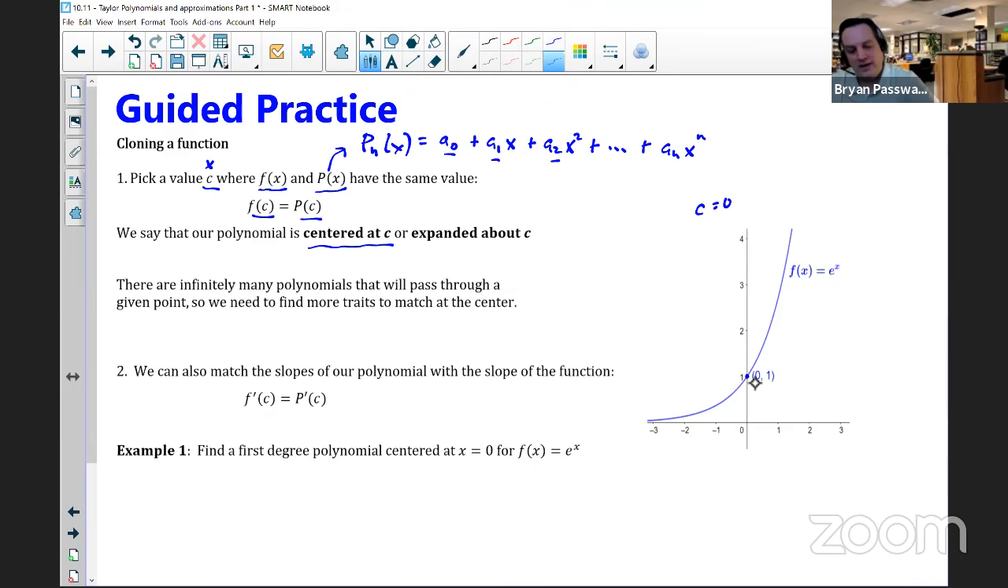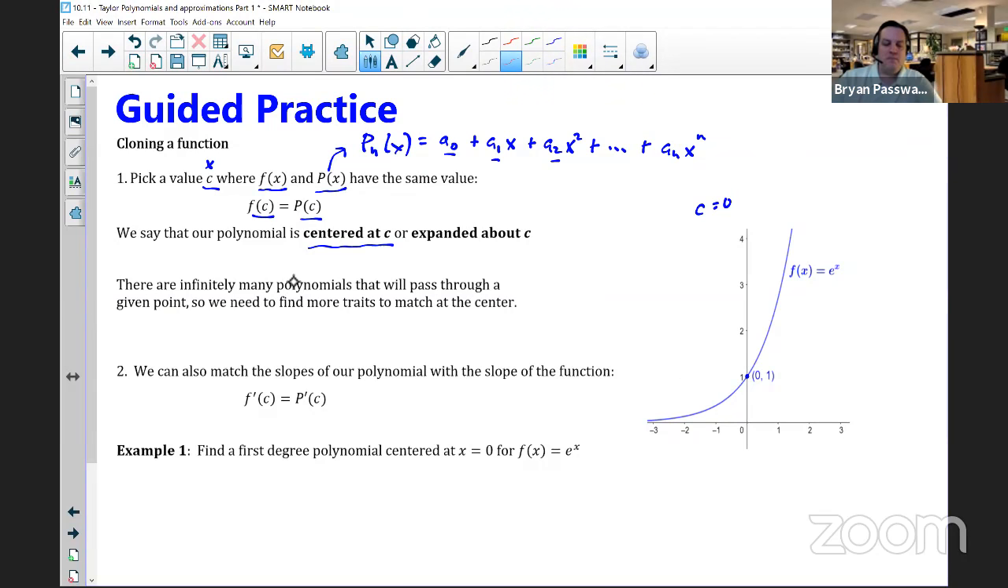This is the point, right? When x is 0, that's the point where all the action is going to happen. As we start making our clones and matching up properties and characteristics, it's going to be matching at the center right there. So we have to come up with an equation or a polynomial that goes through that same exact point, right? Well, here's the issue with that.